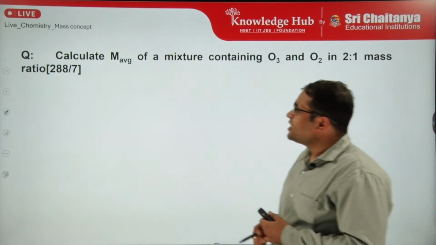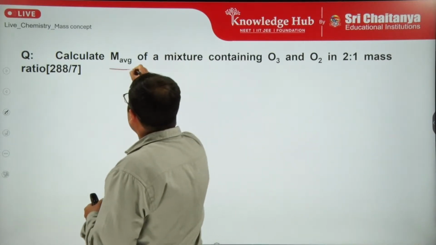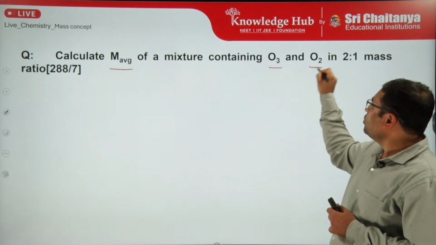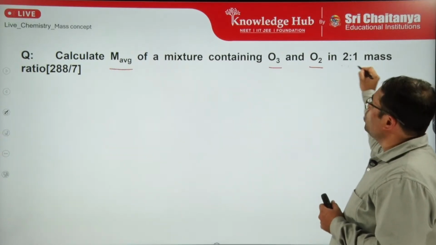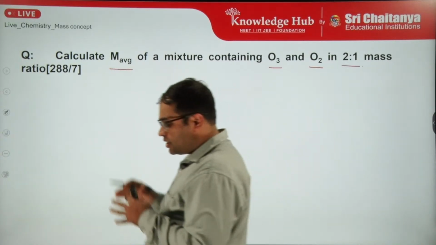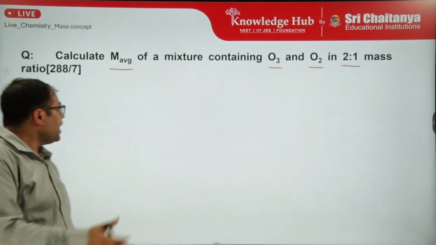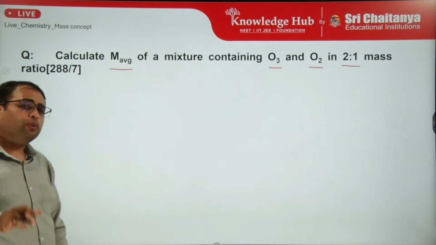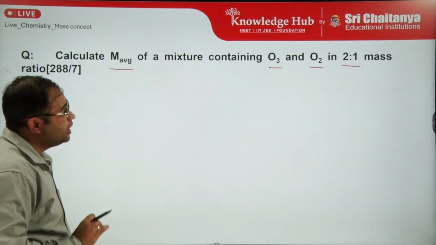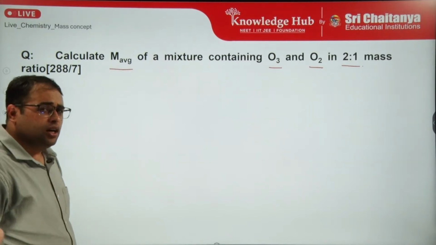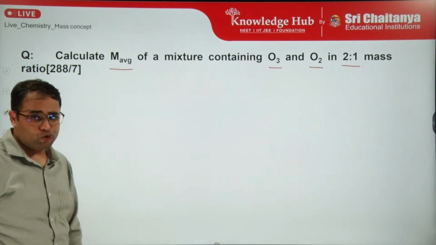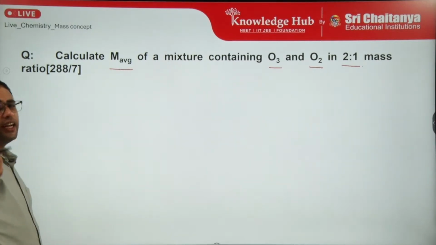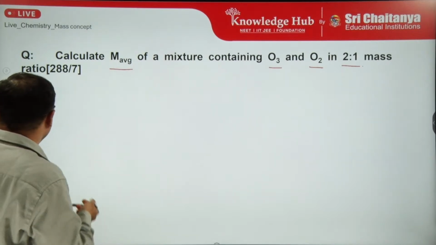So the next question is: calculate the average molar mass of a mixture of gases containing O3 and O2 in a 2:1 mass ratio. Try and attempt this question yourself by pausing this video for a little while, and then I'll be here to give you a detailed solution. Right. Now let's get started on solving this question.